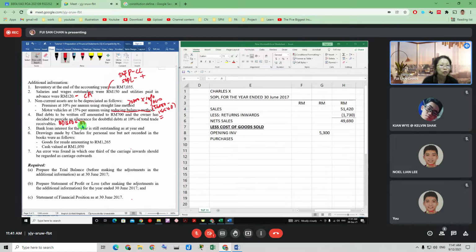All right, and then your trade receivable also need to minus the 700. And the owner has decided to provide an allowance for doubtful debt at 10% of total trade receivable. So, okay, let me see how much is my trade receivable. Trade receivable is 3170. So meaning you take 3170 minus 700 times 10%. So this will equal to your AFTD for our current year.